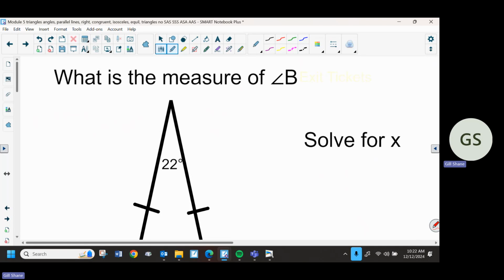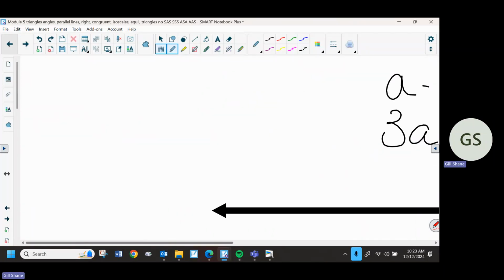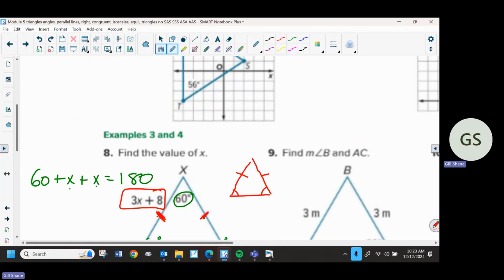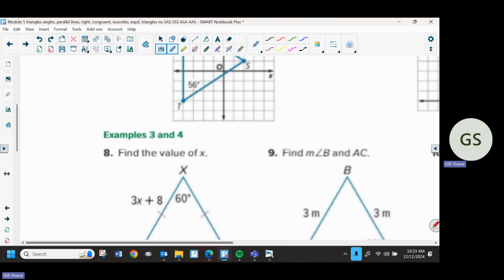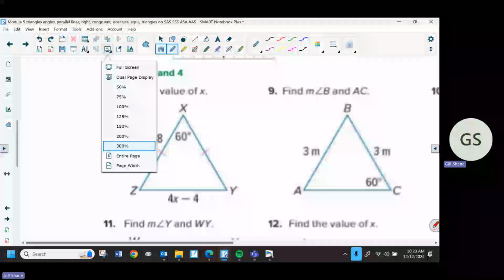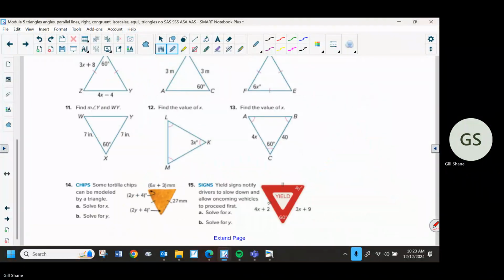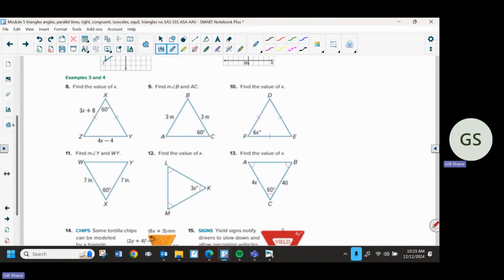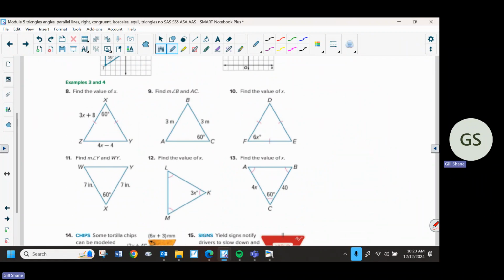If you don't have the problems in your book, does everybody have their book? So it's page 328, problems 8 through 13. 328, 8 through 13 were the problems. I don't think I told you that. I put them up on the board, but I forgot to actually tell you. There you go.